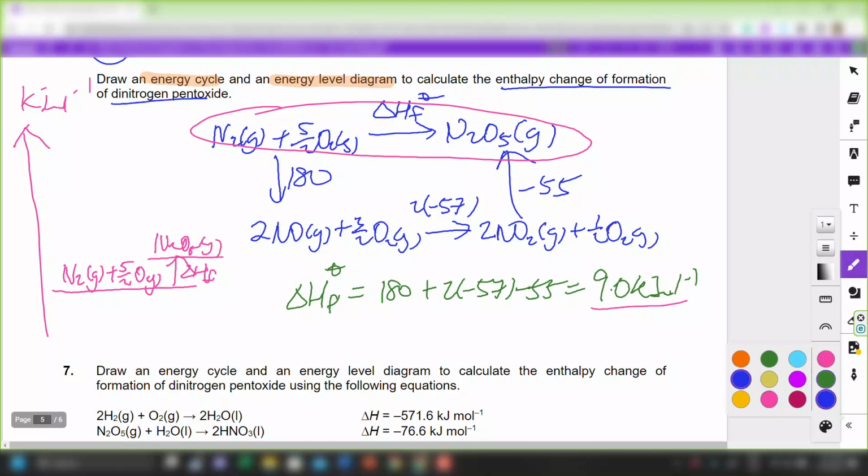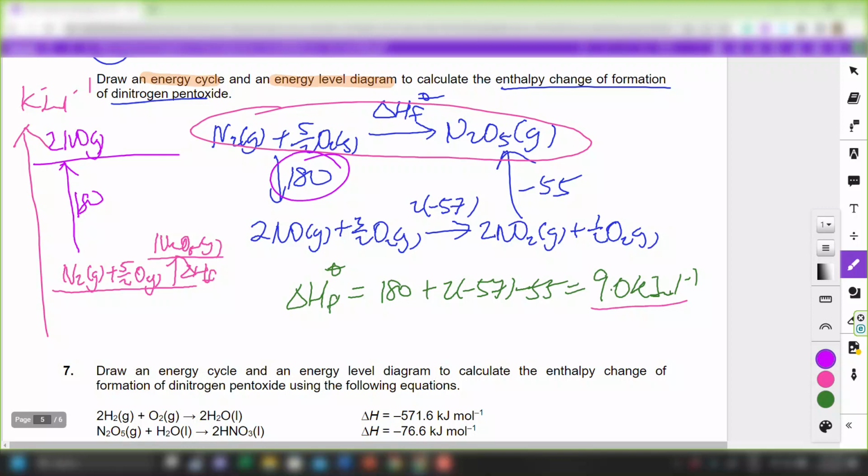Normally it does help to check what the largest value is. That's plus 180, so this is the largest value. I'm just going to draw a long arrow, so that's 180. That will give me 2NO gas plus the remaining oxygen, 3/2 O2 gas. Then it slowly moves towards the destination. In this case, these are all exo, so I'm just going to move down. I'm left with 2NO2 gas plus half O2 gas.